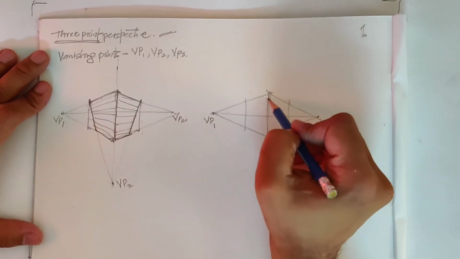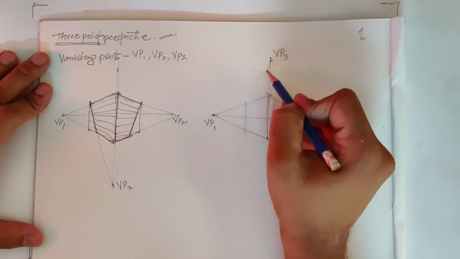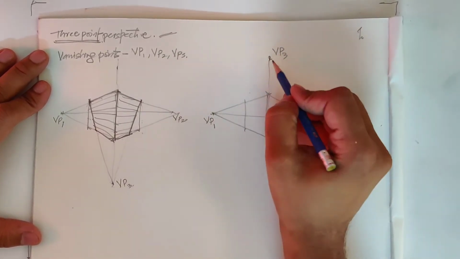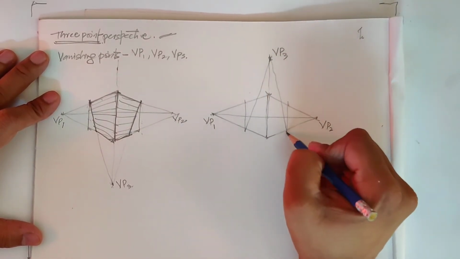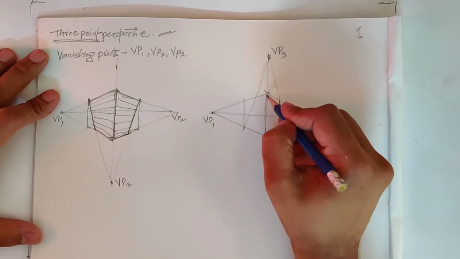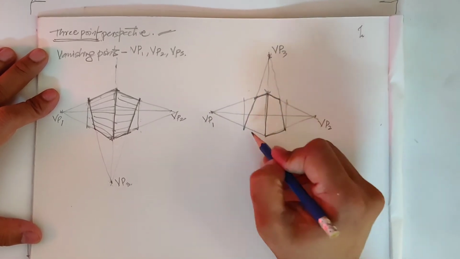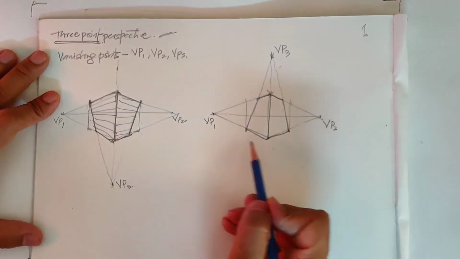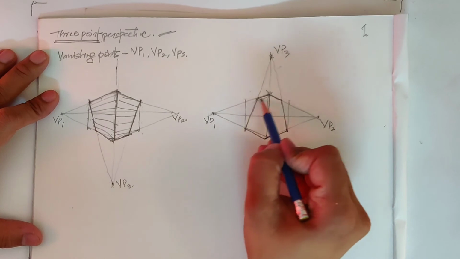Now this time we are taking the vanishing point above the object. So if the vanishing point is above the object, we have to vanish this point. So these are two very different views of the same object.